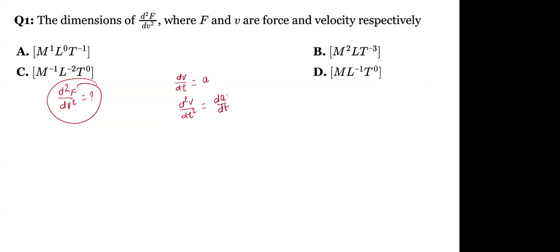Now, each time you differentiate these quantities, it means per unit time. Each time you differentiate some quantity, the dimension of time will come over it. So we can write d2F upon dV square as d2F by dt square upon dV square by dt square. This is the format in which we can write this quantity, and this remains the same, d2F over dV square. Got it?